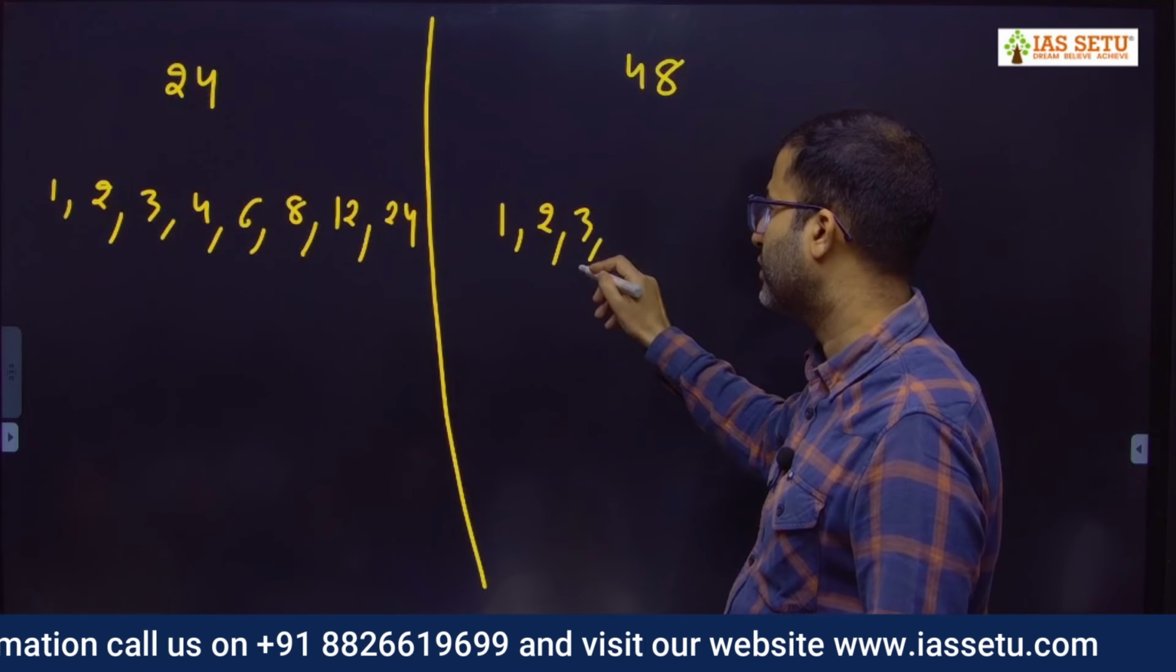Next number here is 2. Tell me 2 make pair with 12, because 12 2s are 24. This is the second pair. 1 make pair with 24, 2 make pair with 12. Next is 3. 3 make pair with 8.